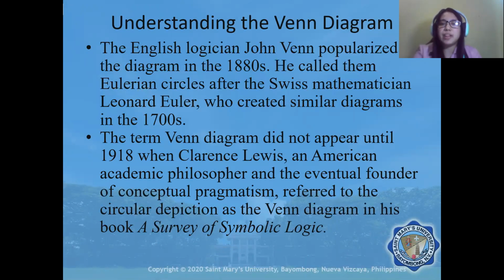The term Venn diagram did not appear until 1918, when Clarence Lewis, an American academic philosopher and the eventual founder of conceptual pragmatism, referred to the circular depiction as the Venn diagram in his book, A Survey of Symbolic Logic.